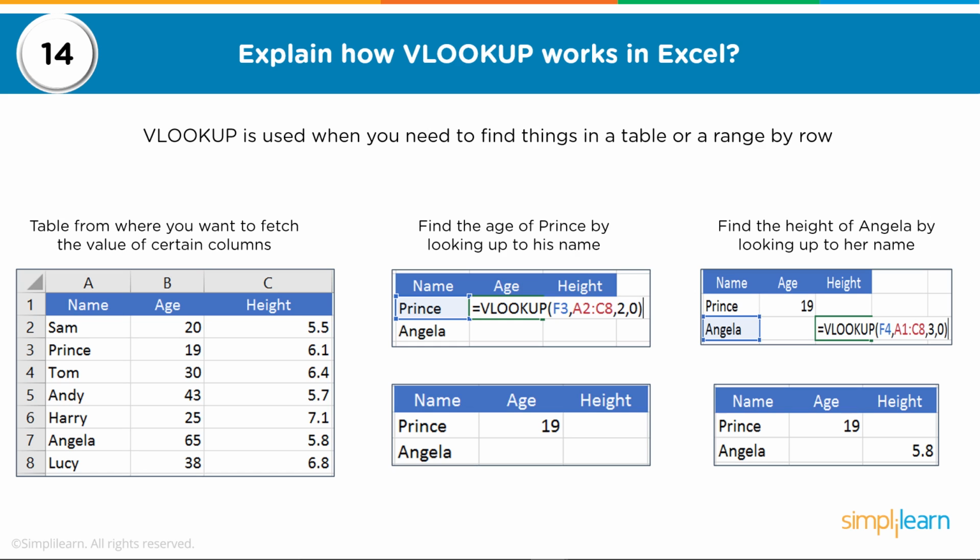And you can see with the Angela lookup, again, her name would be in the F column, number 4. That's what the F4 stands for, where they pulled Angela from. And then you have A1 to C8, and then we're looking at number 3. So number 3 is height, name being 1, age 2, and then height 3. And you'll see here it pulls in her height, 5.8.